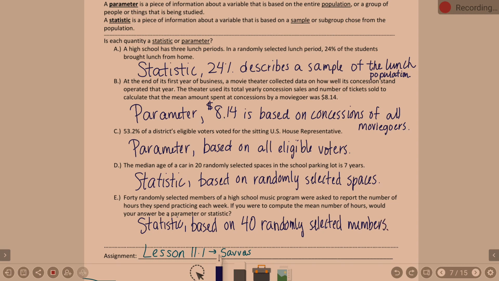Okay, guys. As I suggested, I thought you would. You have some work time. 11.1 is showing in Savvas, or it should be. So get in there and get working on it.